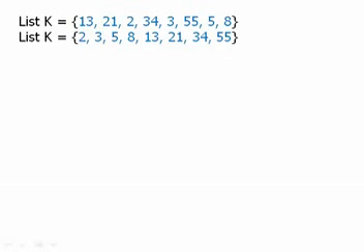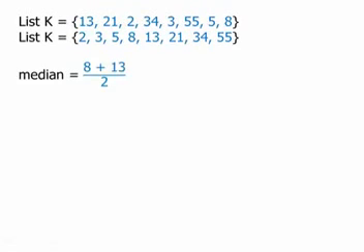Now the median: there are 1, 2, 3, 4, 5, 6, 7, 8 numbers on this list. And so the median has to be between 8 and 13. So we're going to average 8 and 13. 8 plus 13 divided by 2 is 21 divided by 2, which is 10.5. 10.5 is the median of list K.